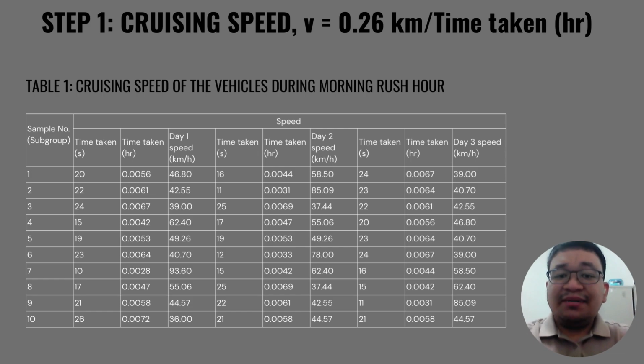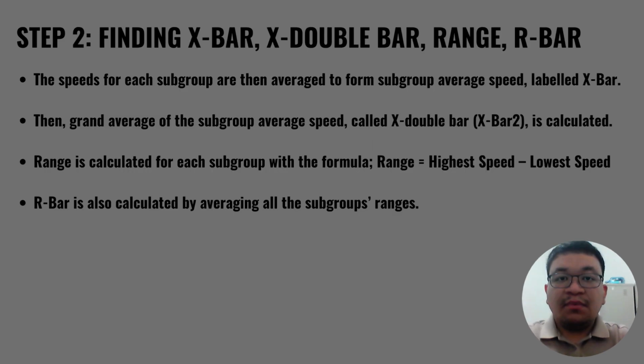So here's the table, which represents the time taken in seconds, in hours, and the days for that speed for a randomly selected sample. Also, we have decided to make 10 subgroups so that our data will be much more accurate and more precise.